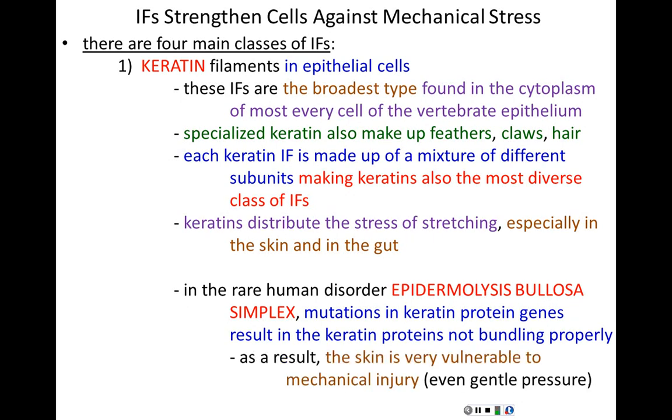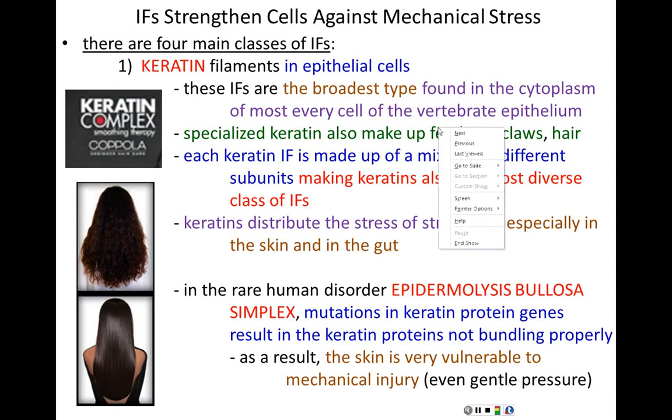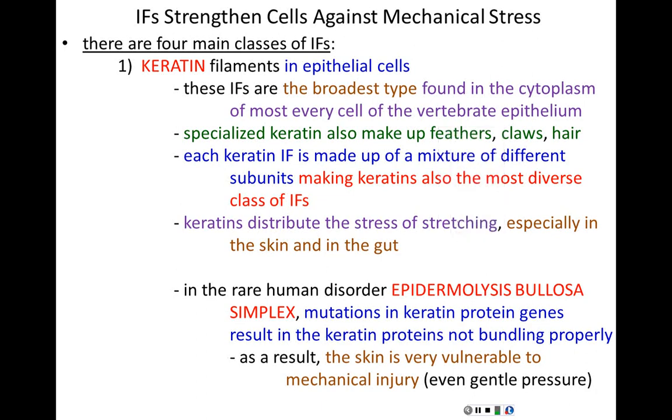What are the effects of this syndrome? Well, as a result of this mutation, the skin is very vulnerable to mechanical injury. Even very gentle pressure on the skin will cause severe tissue damage and bruising due to the lack of proper bundling of the keratins. I tried to find a picture of these for you, but to be quite honest, all of the pictures were a little bit too disturbing. The severity of these injuries due to very, very mundane everyday tasks meant I was not comfortable putting them on the slides. And so it really highlights the importance of the keratins specifically, and the intermediate filaments in general.